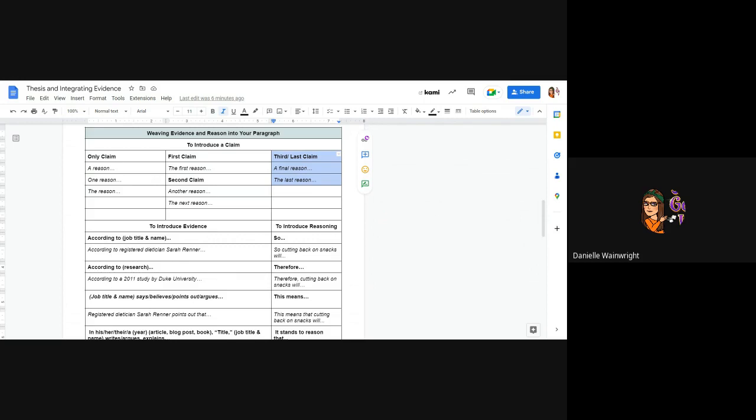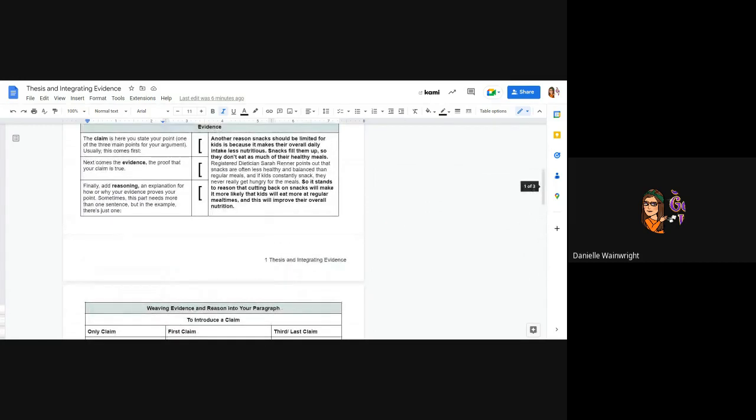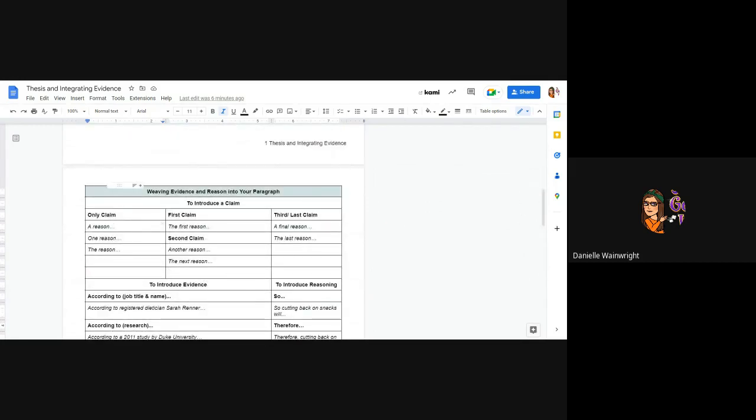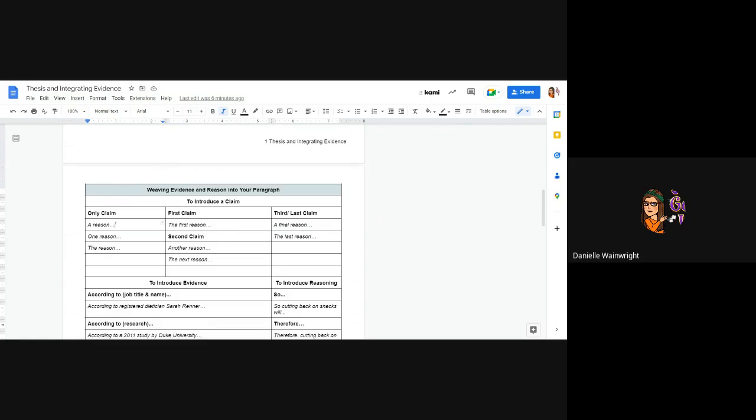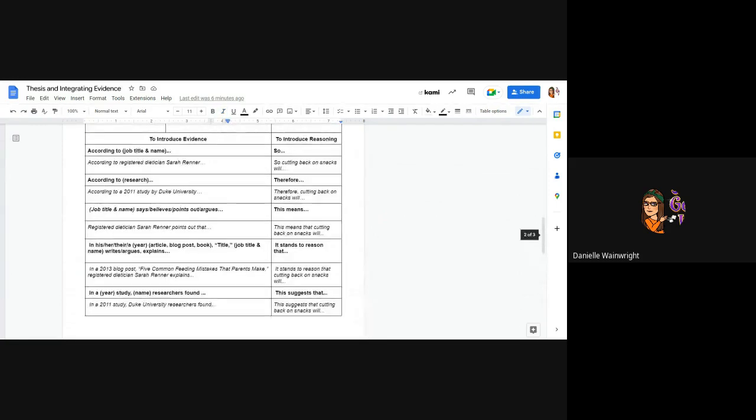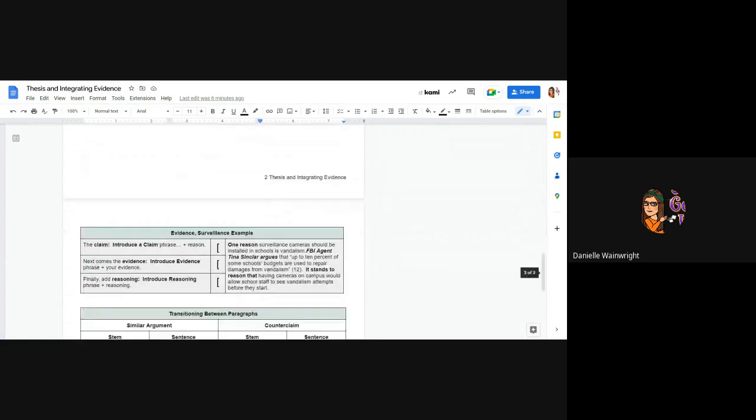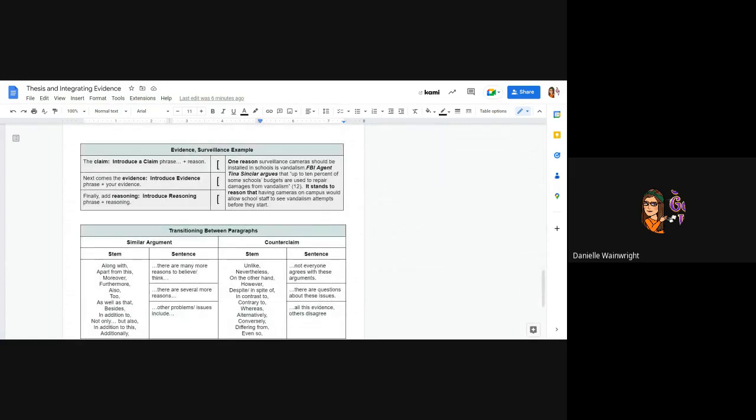Okay, so we only have one claim right now, right? We're just doing the one. So we might say a reason, one reason, or the reason. In the example of surveillance, they had more examples. So they used the phrase, one reason surveillance cameras should be installed in schools is vandalism, right? And notice they mentioned vandalism in their topic sentence, in their thesis statement, which was one of the reasons. Okay, so they say vandalism. Now they give introducing evidence. So let's go look for an introducing evidence phrase.